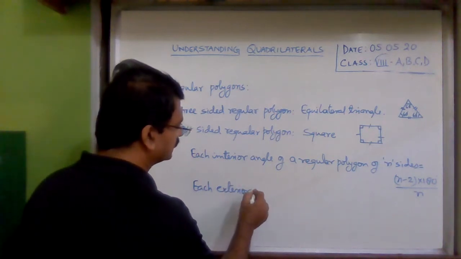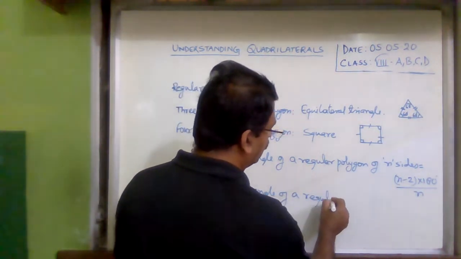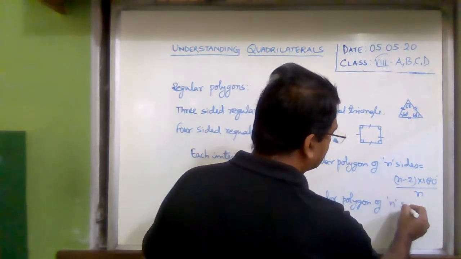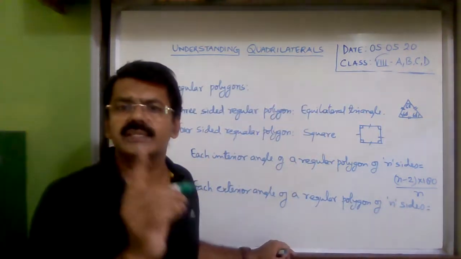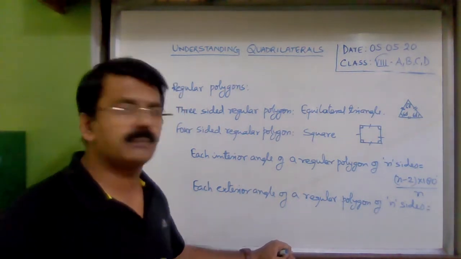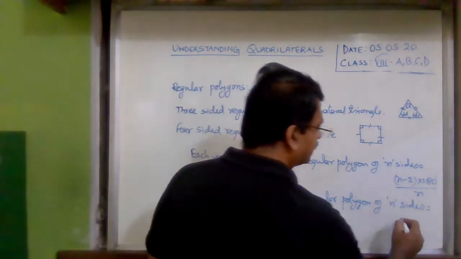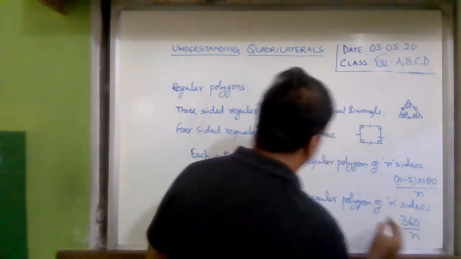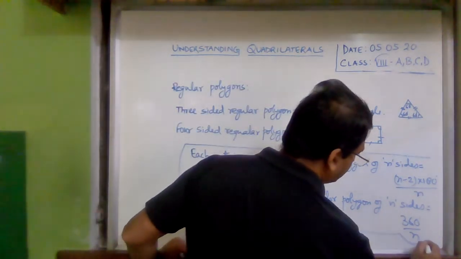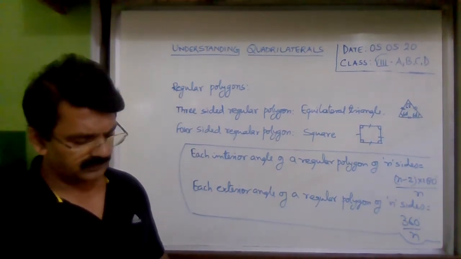Similarly, each exterior angle of a regular polygon of n sides: I have already told you that the sum of all the exterior angles is 360 degrees in a polygon. Now in a regular polygon, all the exterior angles are equal and there will be n exterior angles, so divided by n, it is 360 upon n. Each exterior angle will be 360 upon n. So we can use this formula for various questions. So we will try a few questions now.